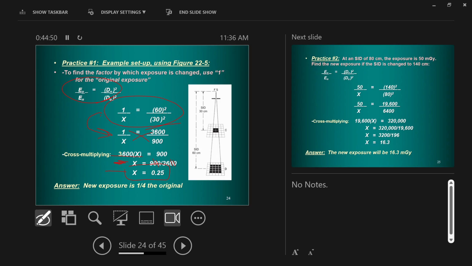What's the relationship between the first and second distance? The first distance was 30, right? And the second distance was 60. They're doubled, right? So distance doubled. What happened to exposure when distance doubled? It went down by how much? 1/4, or said another way, exposure went down 4 times, right? Exposure went down 4 times when distance doubled.